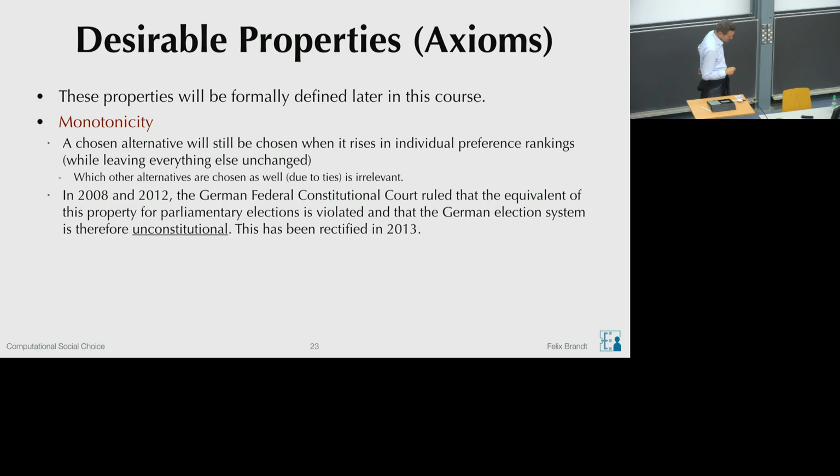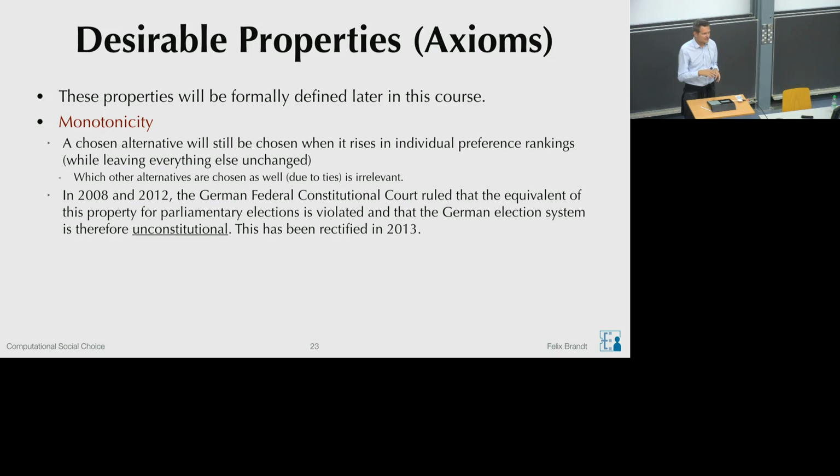Interestingly, this kind of axiom was violated for German Bundestag elections. But I have to make sure that you understand that this is a different model here. For the Bundestagswahl, we are talking about parliamentary elections where we are not voting for a single candidate. It's not like a US presidential election where there is just a single winner. Here the outcome of a Bundestag election is just a seat assignment. So we assign seats to different parties.